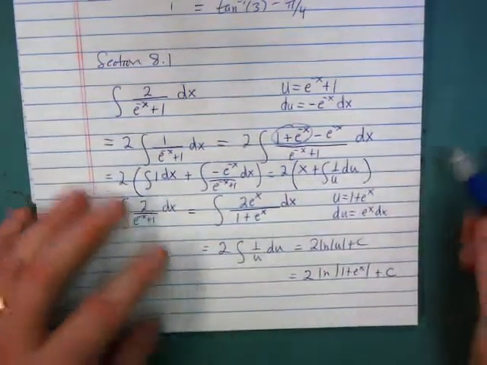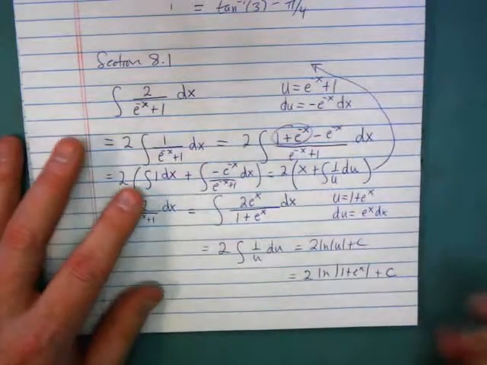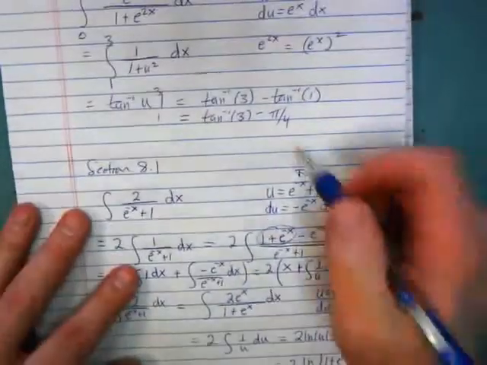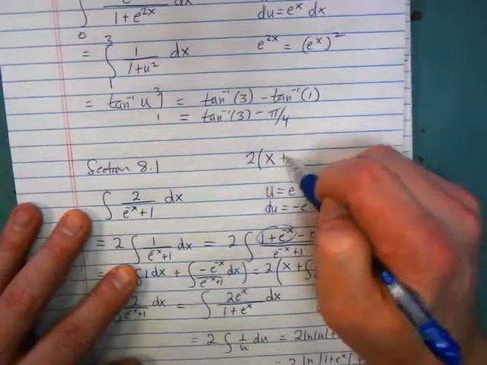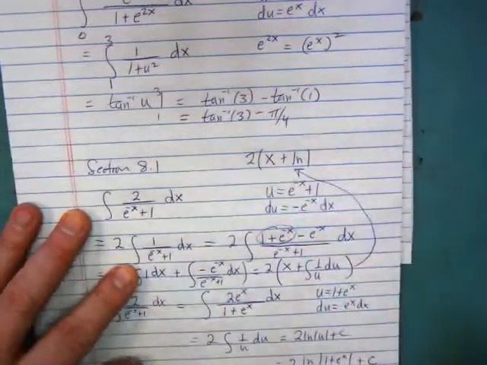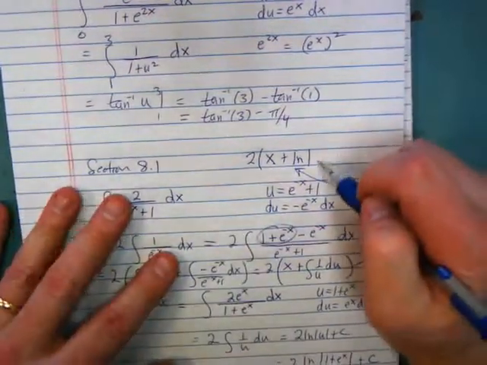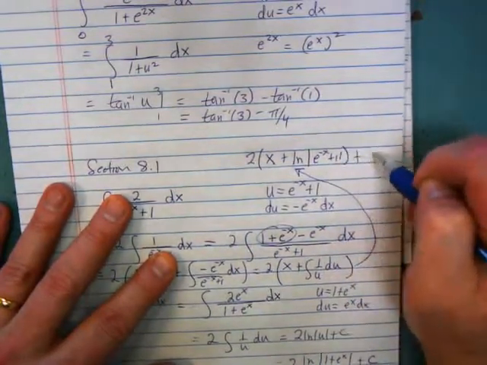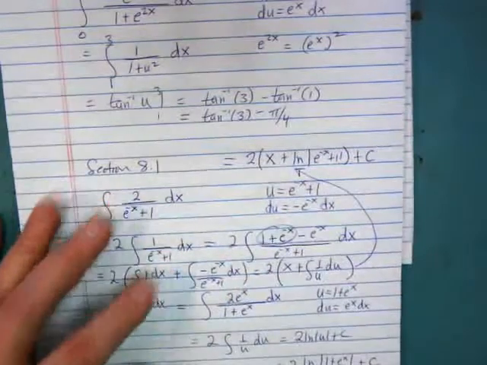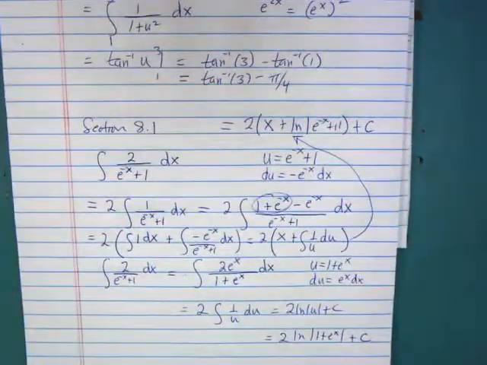And I didn't leave myself enough room, so I'm going to come up here. So that's 2 times x plus ln of u, but here my u was e to the negative x plus 1, plus c. That was going to be my way.